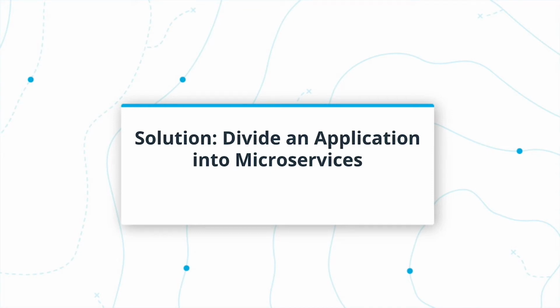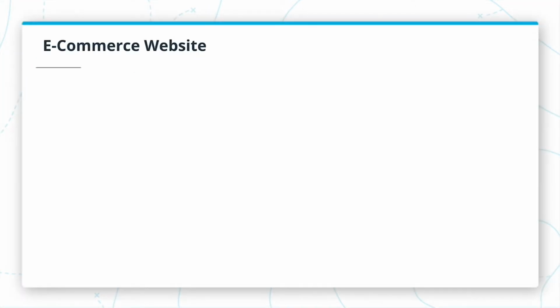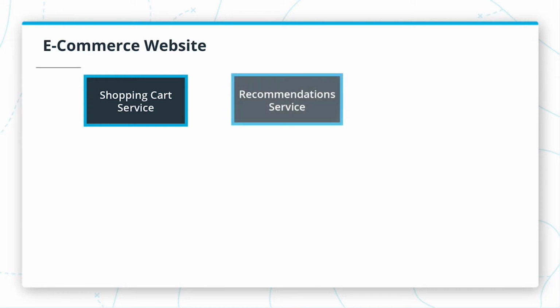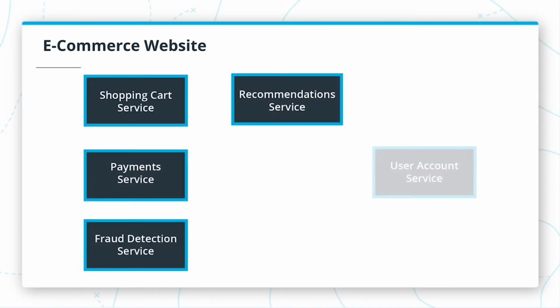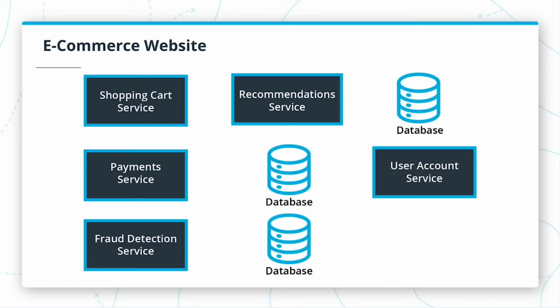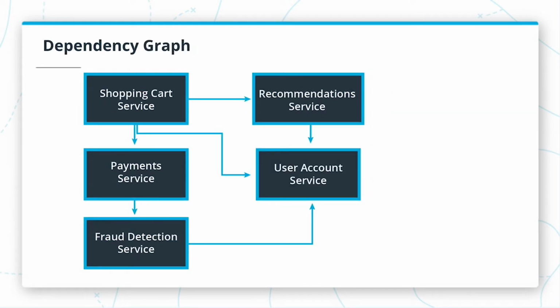Given an architecture diagram of a hypothetical e-commerce website, let's build out a dependency graph. In our e-commerce website, we have a shopping cart service, a recommendation service, payment service, fraud detection service, and a user account service. And the databases that these services use are sometimes shared across multiple services. In this solution, the services are mapped out with their dependencies.